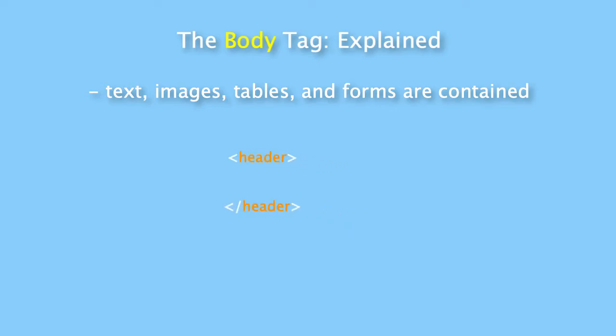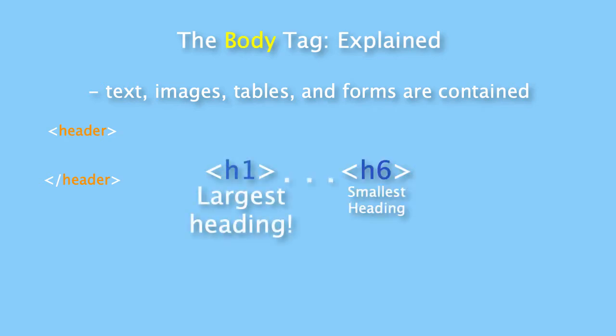Let's move on to the body tag. What really goes on inside? Well, the body contains text, images, tables, and forms. Often it is started by a heading, a large piece of text that really captures the audience's attention. There are 6 headers, the first being the largest, which is known as the H1 tag, and the 6th being the smallest, which is known as the H6 tag.